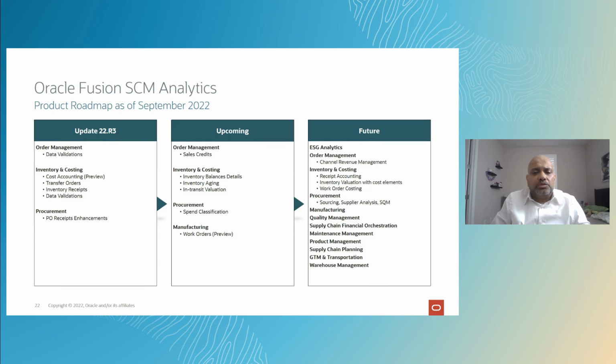We are going to extend to sourcing, supplier scorecard, supplier analysis, supplier quality and qualification management. I already mentioned manufacturing will continue to add manufacturing functionality, quality management, which is a module by itself. We will have that coverage as well. Supply chain financial orchestration. We are also going to have the issue to resolution process area covered. Once we have maintenance management, PLM or product management, product lifecycle management will also be included.